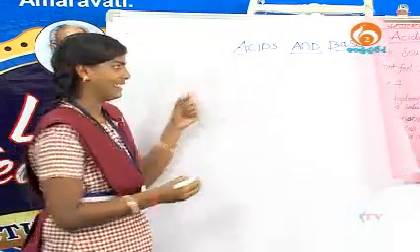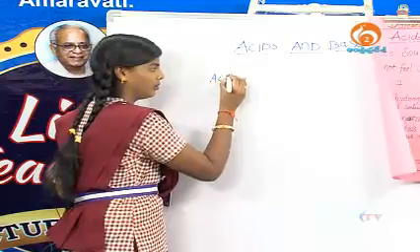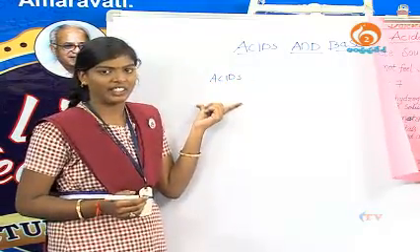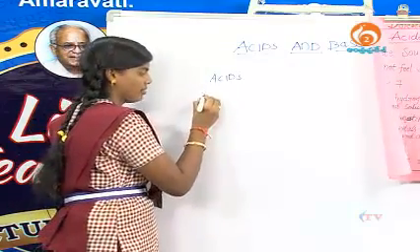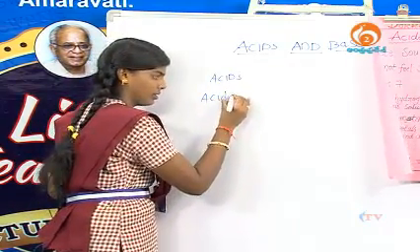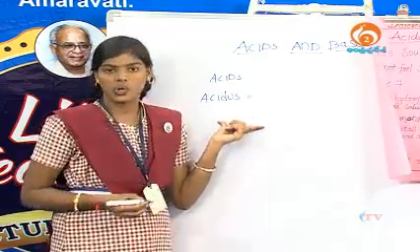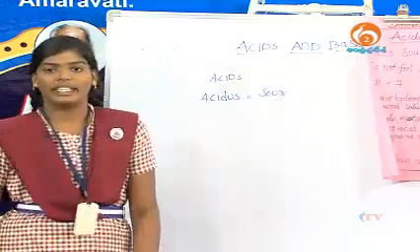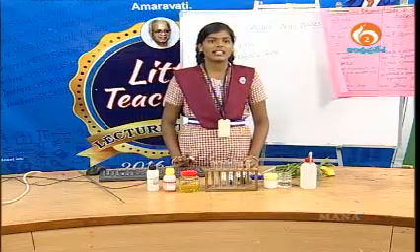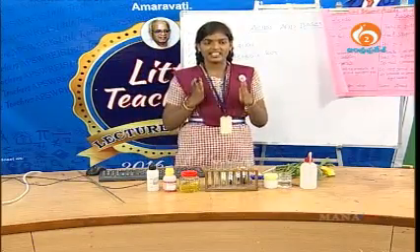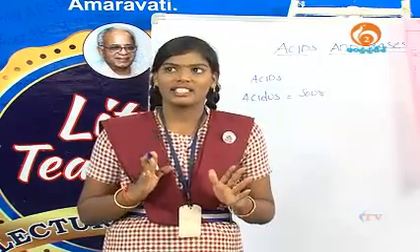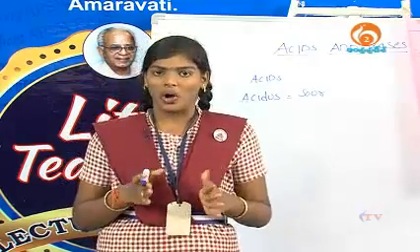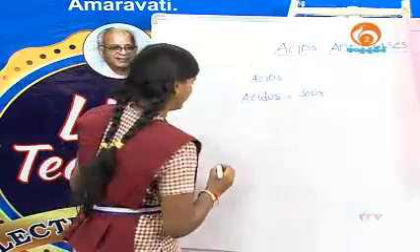First of all, acids. The name of acids comes from the Latin word acidus, which means sour in taste. For example, we take lemon juice. It tastes sour because it contains citric acid. Another substance, milk. It also tastes sour because when it spoils, lactic acid is formed.